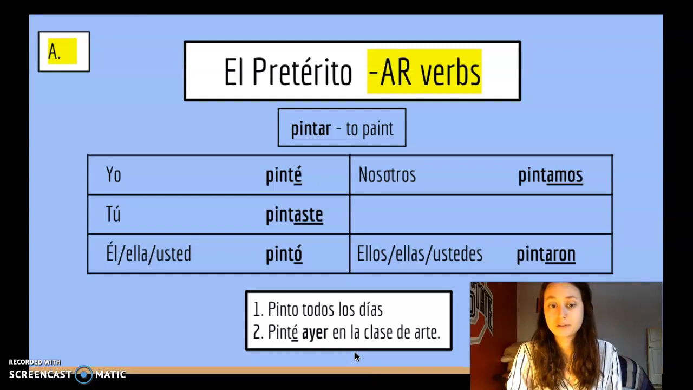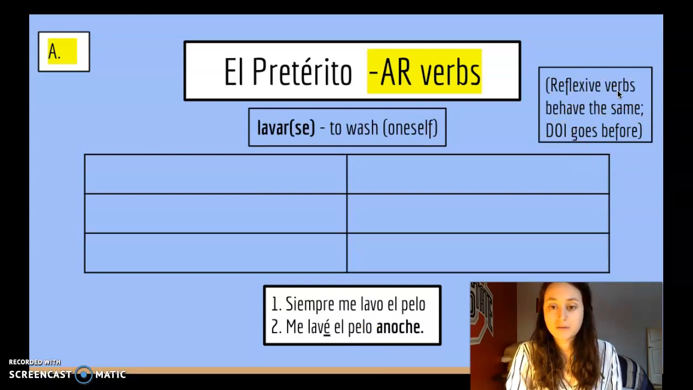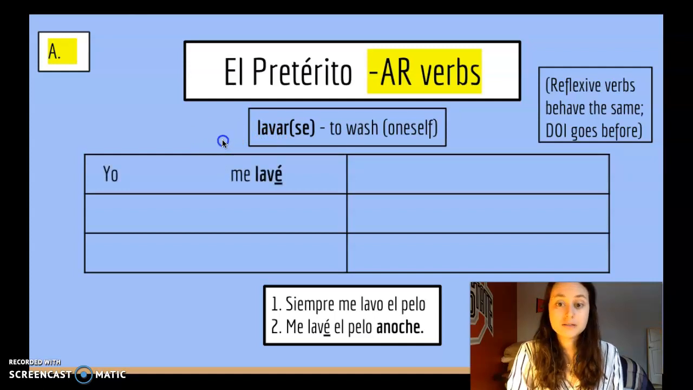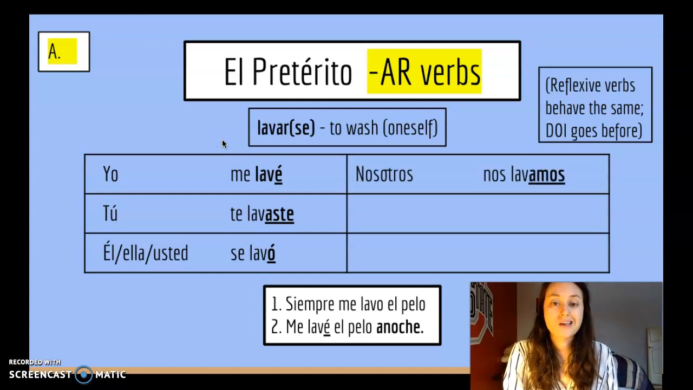Let's try another AR verb. This one's reflexive. Reflexive verbs are going to do the same thing they've always done, okay? You need your reflexive pronoun before. So, with lavar, it would be me lavé, te lavaste, se lavó, nosotros nos lavamos, o ellos se lavaron.